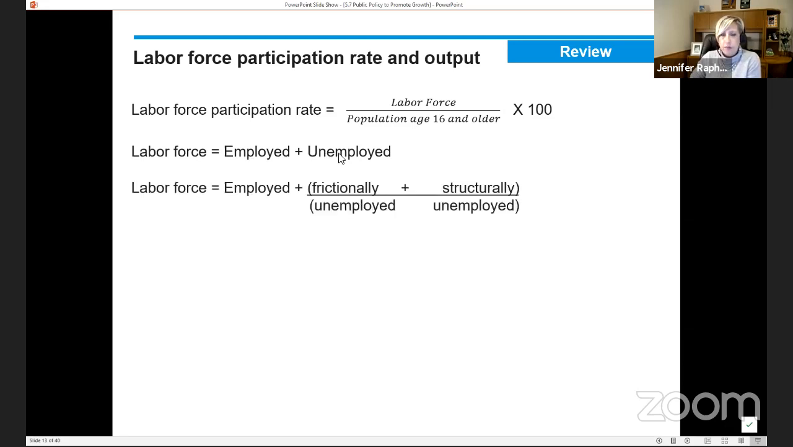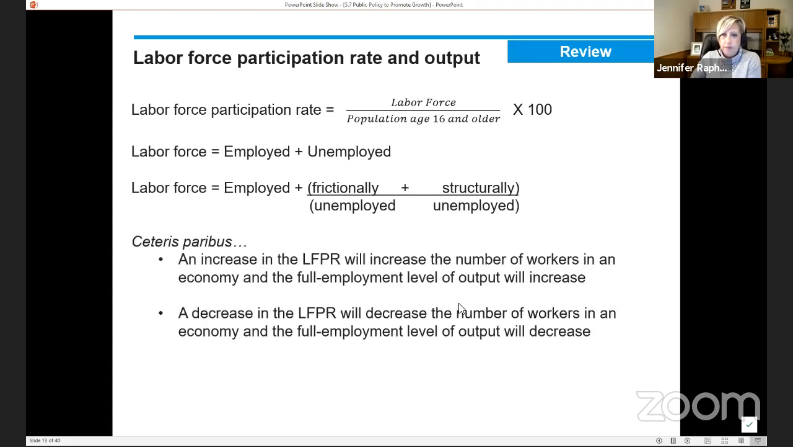And you'll probably remember that at the natural rate of unemployment, the number of unemployed workers is equal to the sum of the frictionally unemployed and structurally unemployed workers. So our natural rate of unemployment is frictional unemployment plus structural unemployment. So all else equal, an increase in an economy's labor force participation rate will increase the number of workers in an economy, and full employment levels of output will increase, right? If you have more workers, you can produce more output.